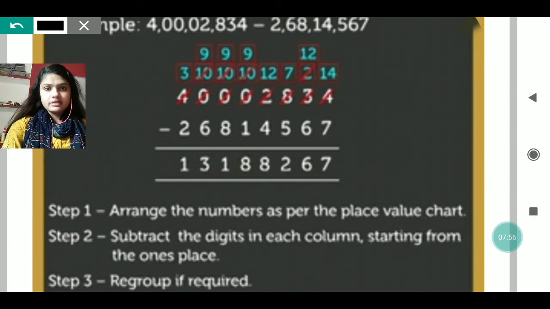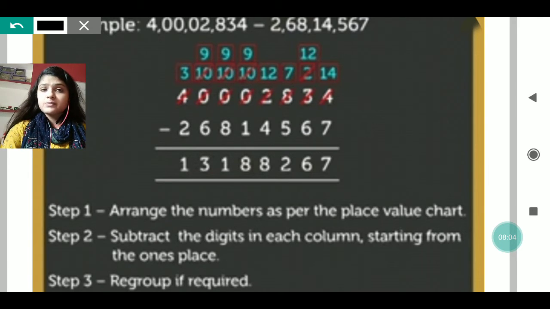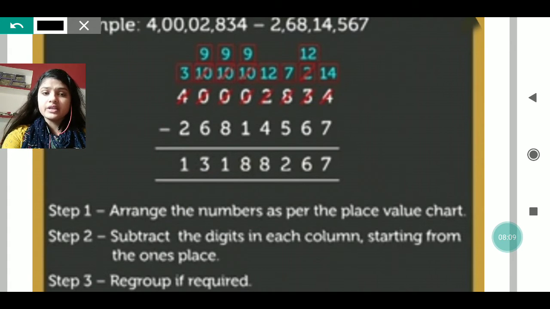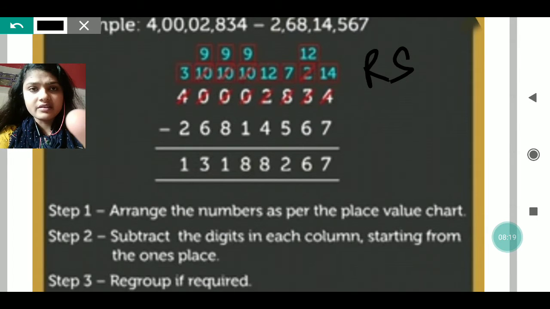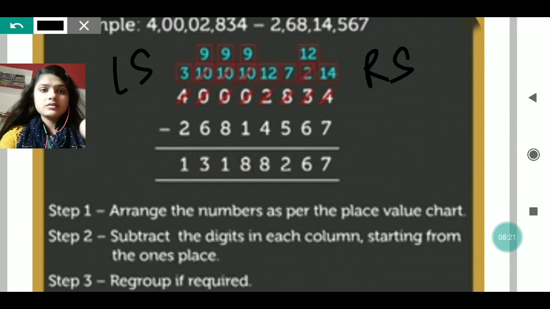Here you can see one sum is there. In this we are going to subtract. For subtracting, first of all, the step is to arrange the number as per the place value chart. After that, subtract the digits in each column starting from the ones place, from the right side. This is the right side and this is the left side. After this, we will do regrouping if it is required, otherwise we will leave it. We have arranged it according to the place value chart.